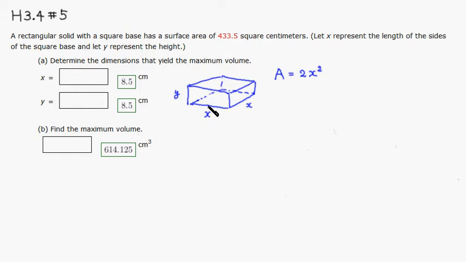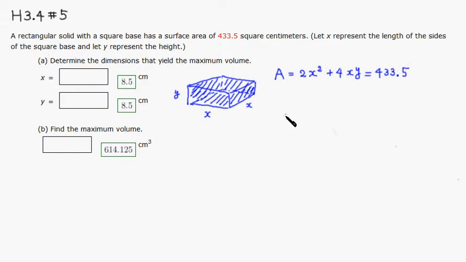Then the side walls, there are actually 4 of them. There's 1 here, and 2, and 3, and 4. Each one has an area of x times y, so 4xy. And the surface area is fixed at 433.5, so not a very nice number.